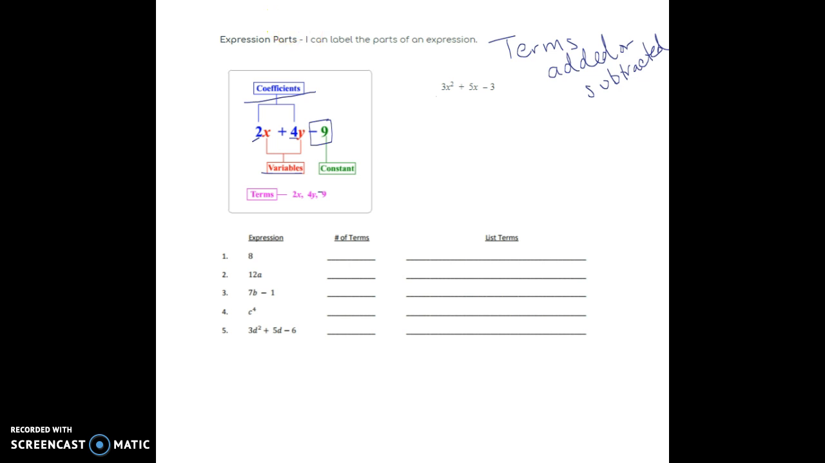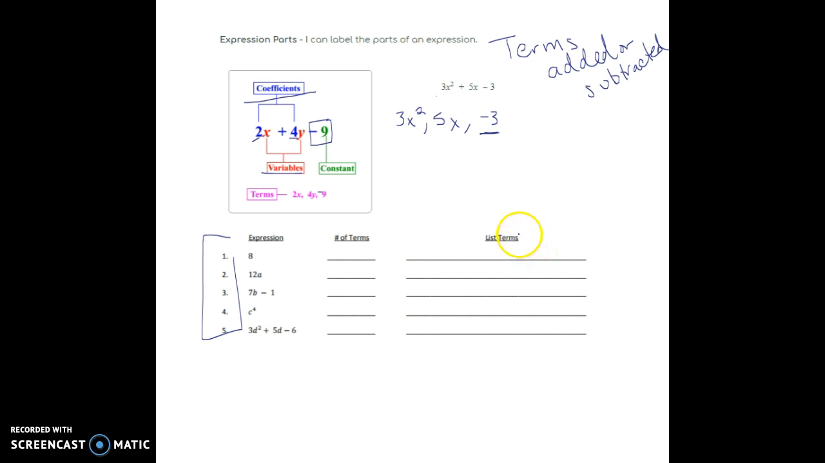So I'm going to list those out real quick. So my terms are 3x squared, comma, 5x, comma, negative 3, okay? So this has 3 terms, and I've listed them out, and that's what you'll need to do for 1 through 5 down here, okay? How many terms are there, and list them out, and make sure you keep your negatives with the things they're negative in, all right? So that's how you do 1 through 5.